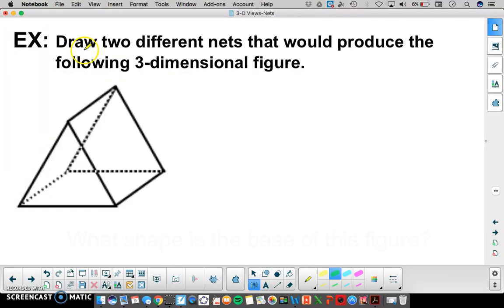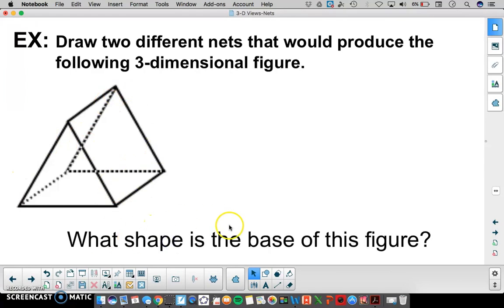In this example, draw two different nets that would produce the following three-dimensional figure. So consider we have some triangles here. We also have some rectangles. So draw that flat two-dimensional drawing of those faces that are connected. I also want you to consider in this prism, what shape is the base of this figure?